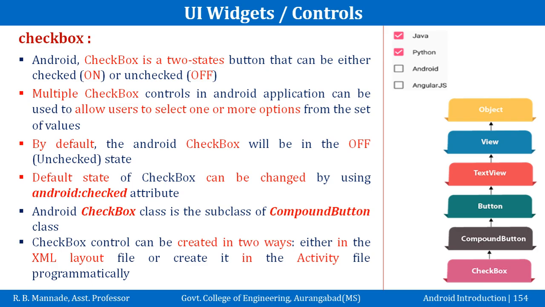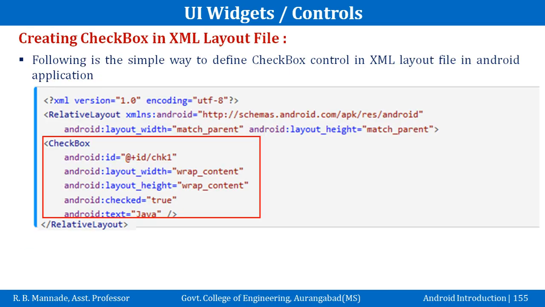Then a checkbox control can be created in two ways, as with the previous controls. It means it can be created either in a layout file using an .xml file, or it can be created in an activity file in .java code programmatically. Now we will see how to create a checkbox control in the .xml or layout file. This particular code snippet shows you how to create a checkbox in the layout file or XML file.